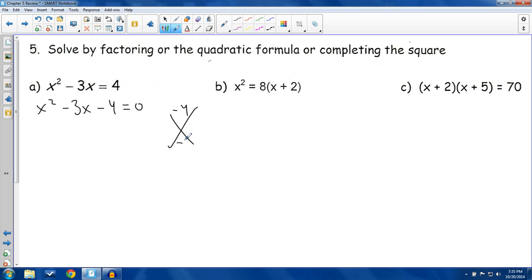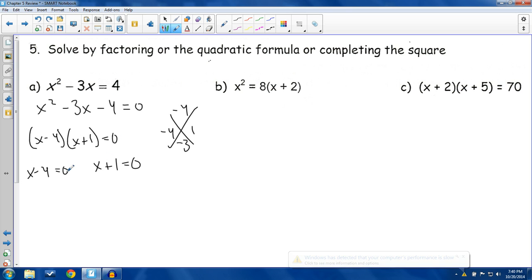Negative 4, negative 3. Negative 4 and 1. So it's x minus 4 times x plus 1 equals 0. And if that's the case, now you're getting into something where you can apply the zero product property. If x minus 4 times x plus 1 equals 0, either x minus 4 equals 0 or x plus 1 equals 0. So in that case, either x equals 4 or x equals negative 1.